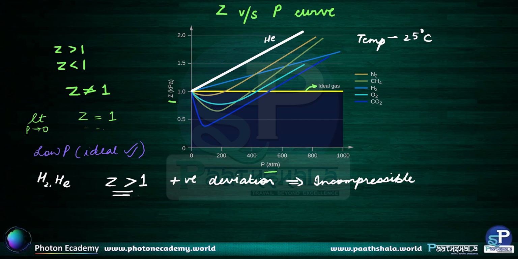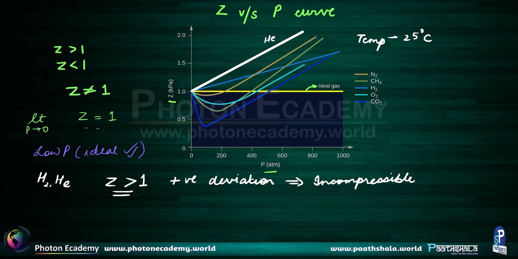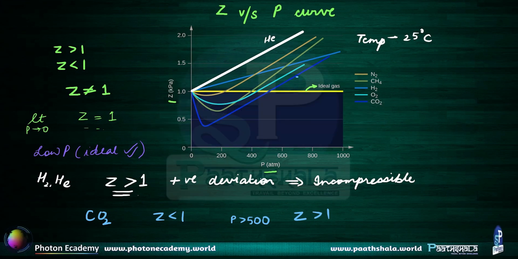Then if we talk about other gases, such as carbon dioxide, carbon dioxide is this dark blue one. It shows negative deviation first, and then after a pressure of around 500, it starts showing positive deviation. What does that mean? This means that when the pressure is less than 500, carbon dioxide can be compressed. It is compressible by applying pressure.